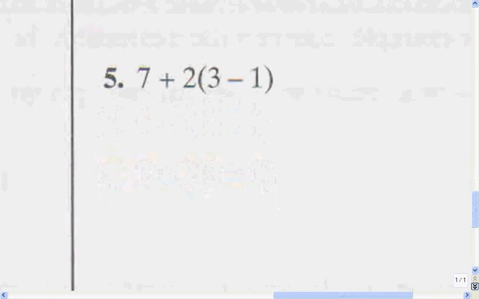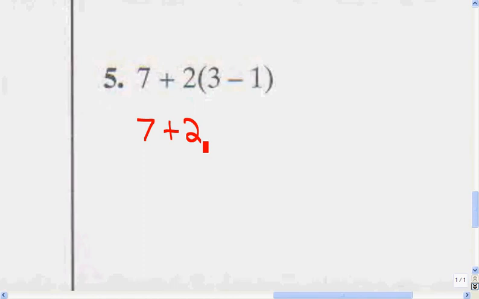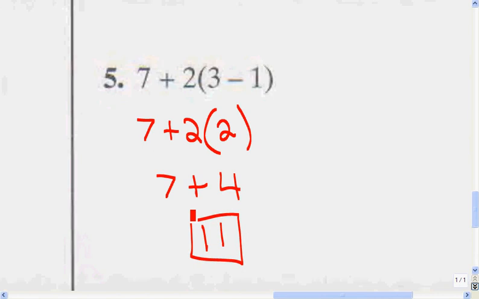Okay, remember, PMDAS or PIMDAS, parentheses first. So we have 7 plus 2, and then we're going to do the parentheses first. So 3 minus 1 is 2. So now we're going to do multiplication. 7 plus 2 times 4, so that's 7 plus 4, and 7 plus 4 is 11. We do our last step, addition or subtraction.